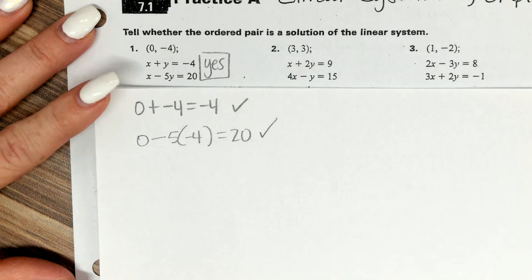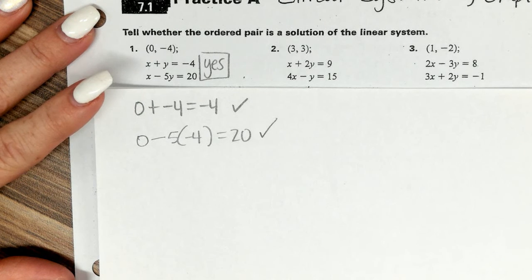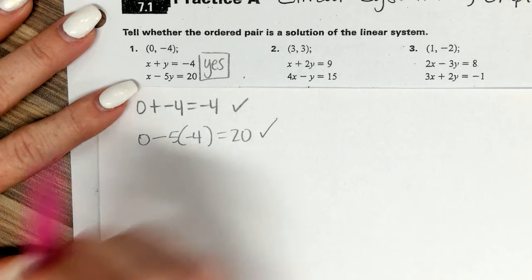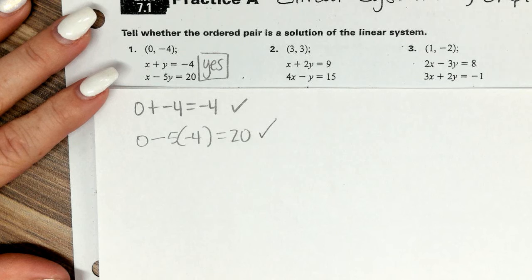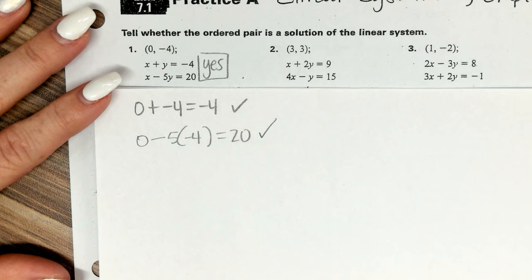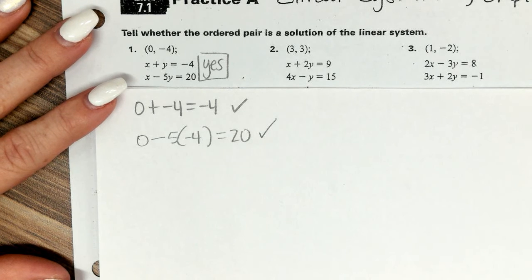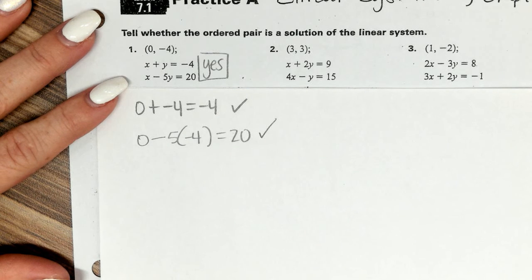You decide which way you want to do it. You can rearrange, stick in your calculator, or you can plug in for both equations, and it has to be yes for both to get a yes. If it's a yes for one and not the other, then the answer would be no. Which one do you think is easier?